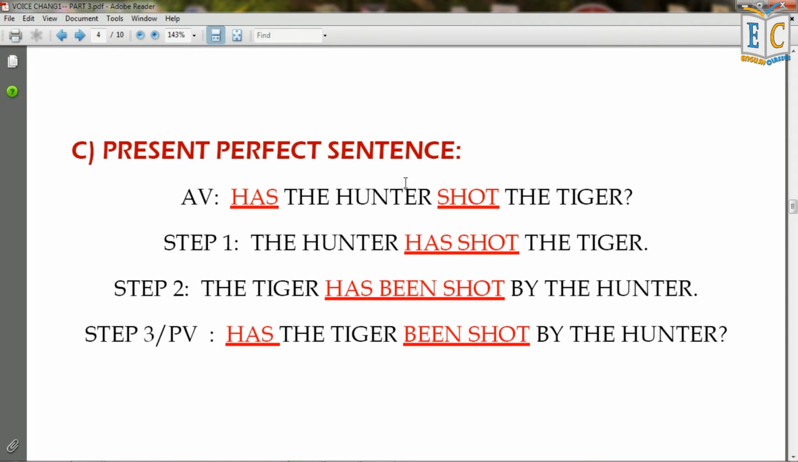Present perfect sentence. In active voice, has the hunter shot the tiger? Becomes in step 1, the hunter has shot the tiger. In step 2, it becomes the tiger has been shot by the hunter. And in step 3 of the passive voice form, it becomes has the tiger been shot by the hunter.